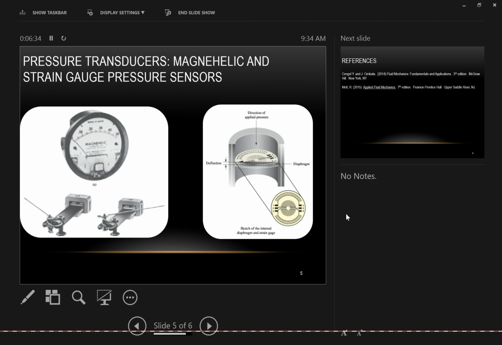You also have these magnetic ones. They're in the lab. You change polarity and stuff. We won't do too much with that. Also, you'll see some of these that have strain gauges, little resistors, and you can figure out how much this little beam bends and correlate that to pressure.